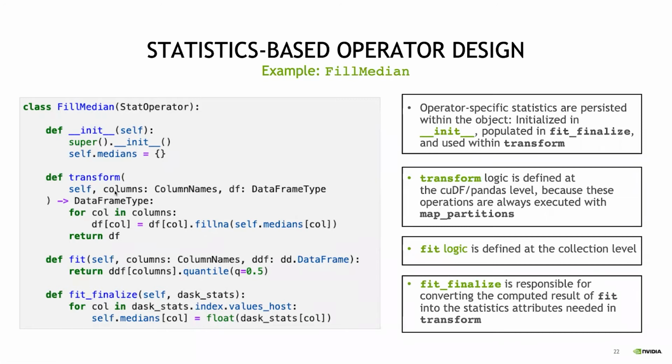And then when we call transform, we are just going to be using what we stored as the median and using that to fill every value, because this transform logic is just going to be grouped with other transform logic into a single map partitions call within the workflow. And then the fit finalize is just a way that we store the statistics between the transform and the fit.